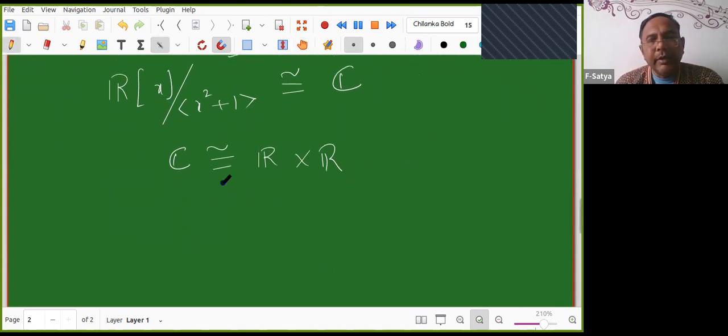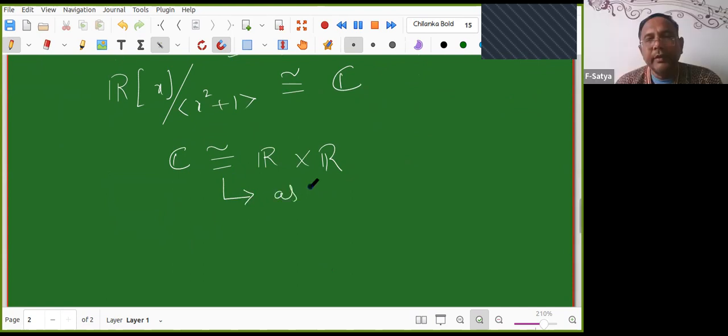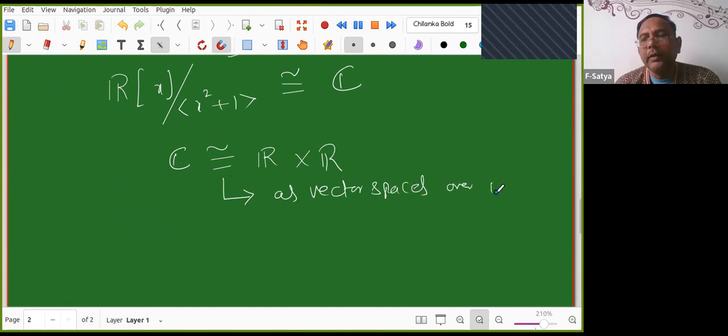But we need to ask isomorphism with respect to what? As vector spaces. Do you agree? Yes, as vector spaces, they are identical. As vector spaces over R, they are isomorphic, right? But C has a nice structure. Vector spaces, what do they want? They want an abelian group and an extra scalar multiplication, all those properties, right?